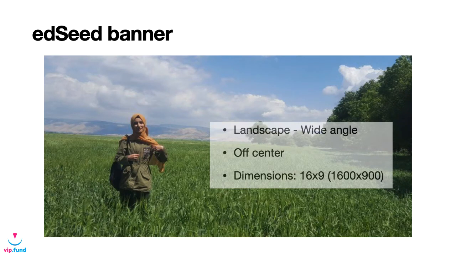Lastly, we select certain photos to place them on the home page of the edSeed website. And we're usually looking for high quality photos that are very expressive, that are also landscape, meaning they're wider. And we are also looking for off-centered photos where the subject of the photo, whether it's you or a group of people like you and your friends, are to the left or to the right of the photo, allowing us to place text on the right or the left where the subject doesn't appear. And the dimensions are, again, 1600 by 900 pixels.